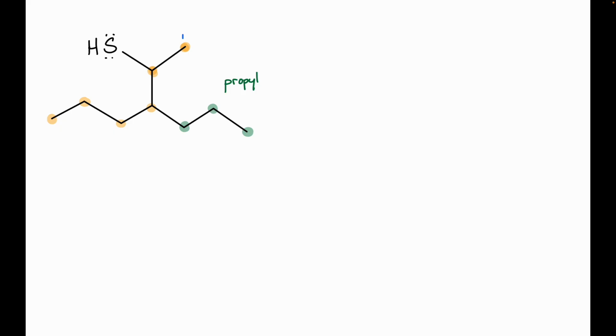And I'm going to number my parent chain. Remember, we prioritize that functional group, making sure it gets the lowest possible number. So this would be 3 propyl, and then 2. My parent chain is a hexane thiol.